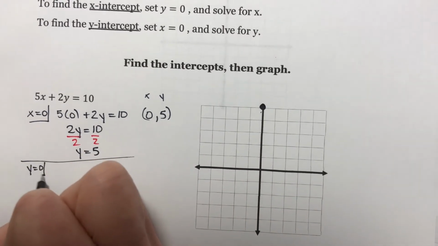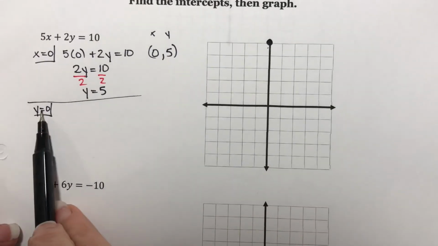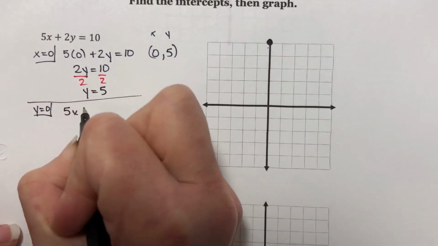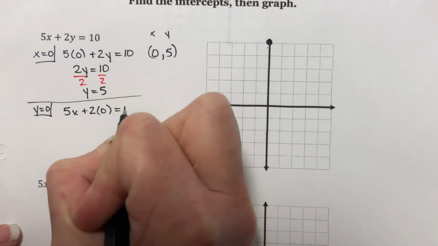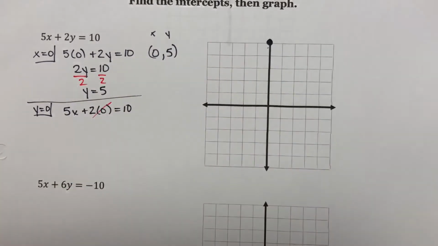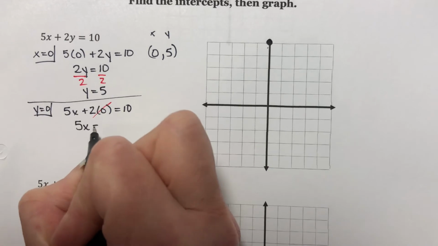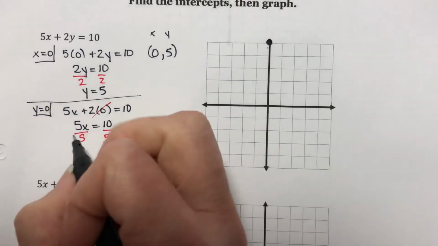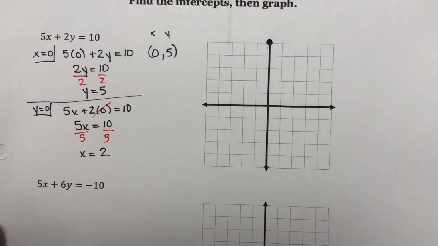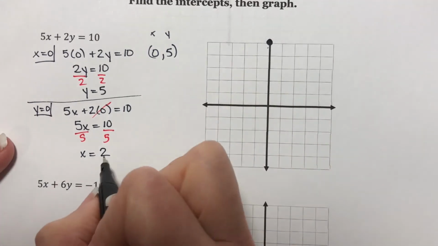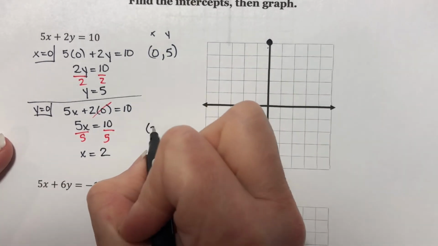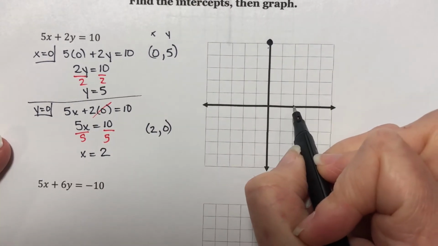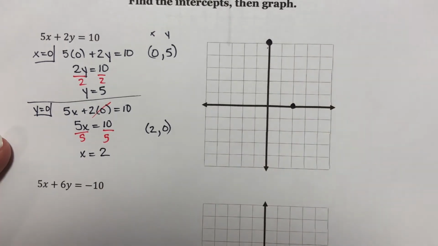Now let's find the other. Let's say y equals 0. Again, what's essentially happening is if I plug in a 0 here, that's going to go away. So I have 5x plus 2 times 0 is equal to 10. That just cancels out, so I have 5x equal to 10. Divide both sides by 5, and you get x is equal to 2. So this would be the point. It's always x and then y, so 2, 0. So 2 on the x, 0 on the y is right here.